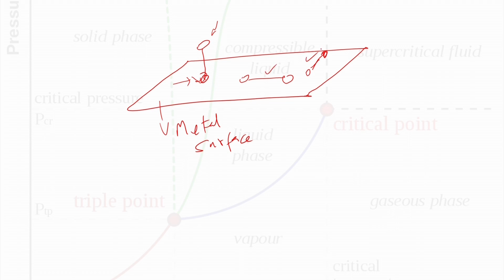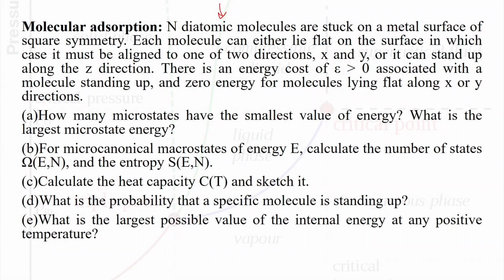So, there are 3 possibilities, but then there is the energy cost associated. If the molecule is lying flat, the energy is 0, but the energy for standing upright is positive. It costs energy to stand upright, but it costs no energy to lie down, except that you are only allowed to lie down along say 2 of the axes, which we think of as x and y axes. And this is the z axis. So, let us get back to the questions.